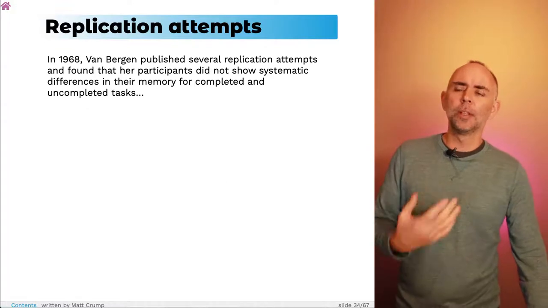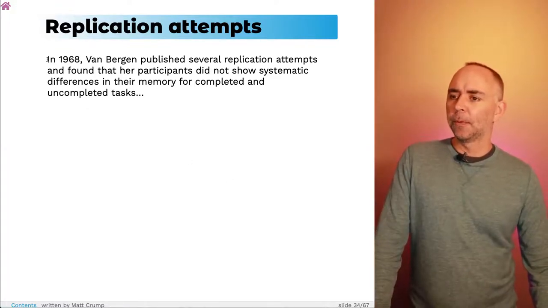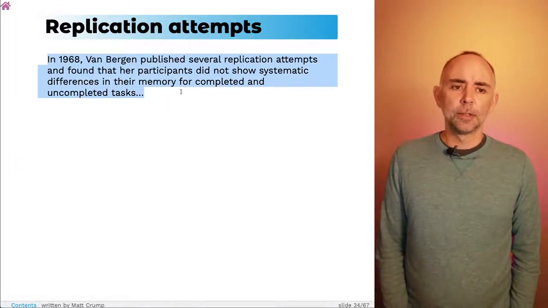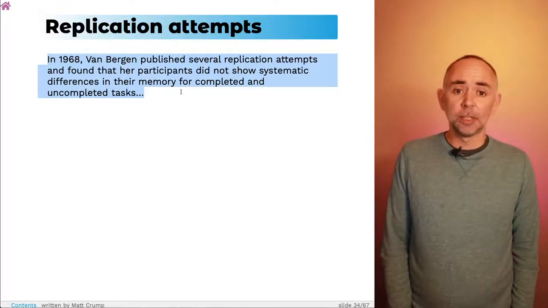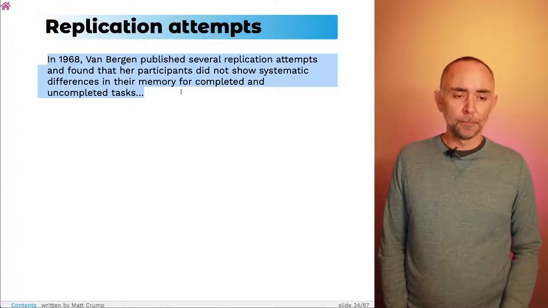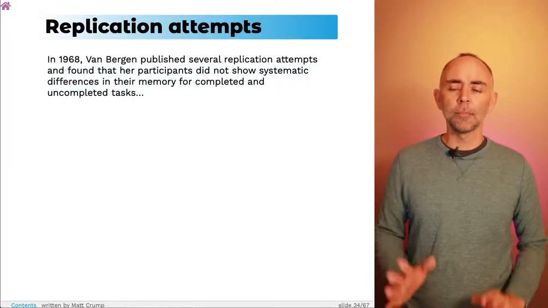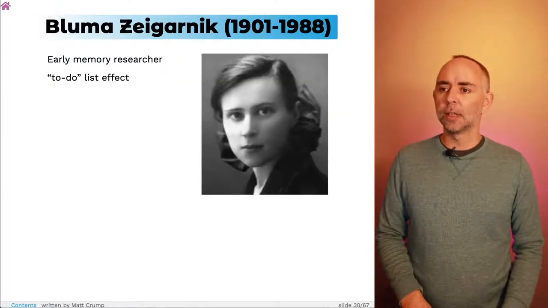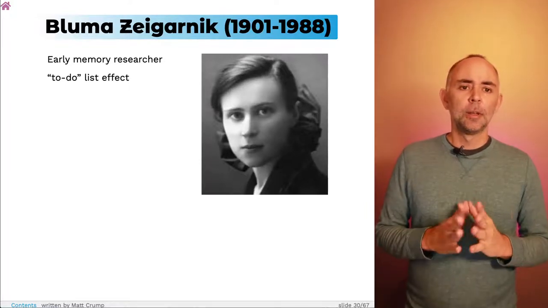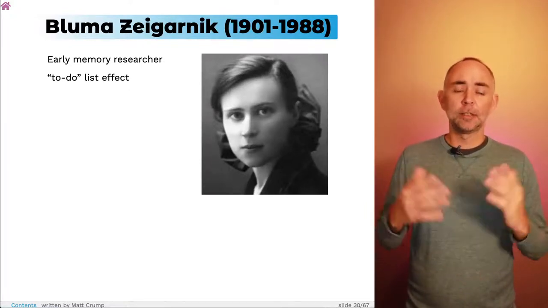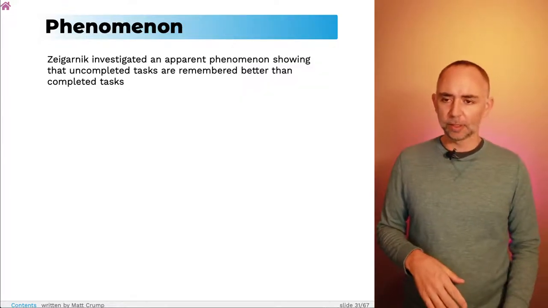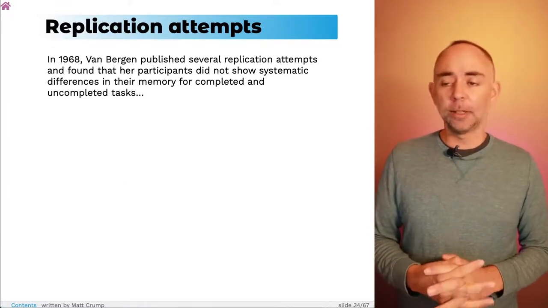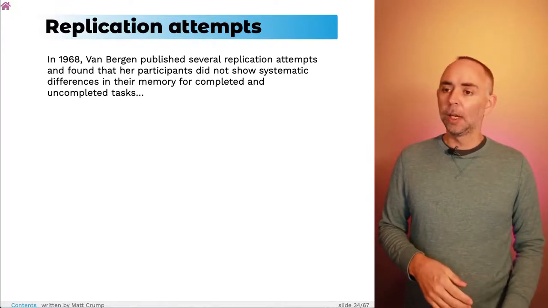And one thing that happened shortly after that is that Van Bergen published several replication attempts of the original studies and found that participants didn't show systematic differences in their memory for completed and uncompleted tasks. Now, depending on different textbooks that you read, this Zeigarnik effect sometimes appears in there as an effect that's like, hey, this is definitely something that happens. And it's sometimes forgotten that it wasn't easy to replicate in 1968.